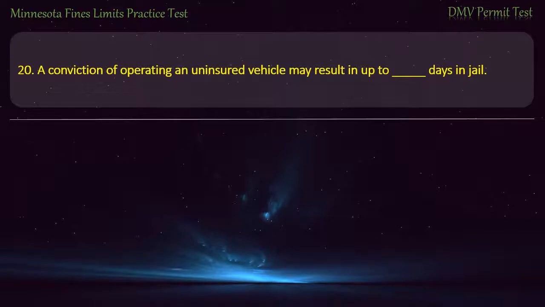Question 20. A conviction of operating an uninsured vehicle may result in up to blank days in jail. 180, 90, 30, 60. Answer. 90.